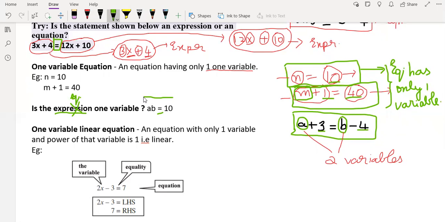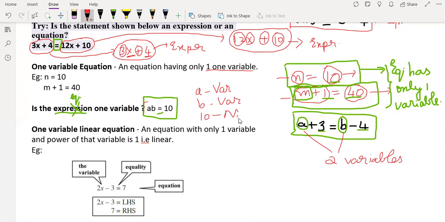See, if you carefully look at this equation, AB equals 10. What is A? It is a variable. First let us write, so A is a variable. Okay, let's proceed. B, what is B? B is also a variable. What is 10? It is a number.